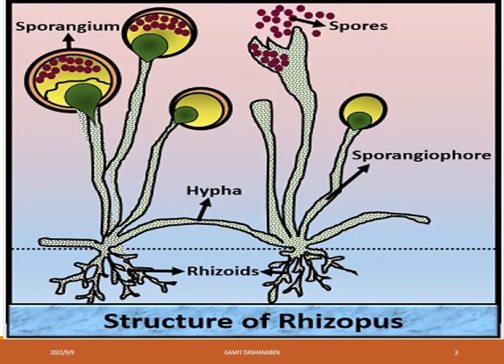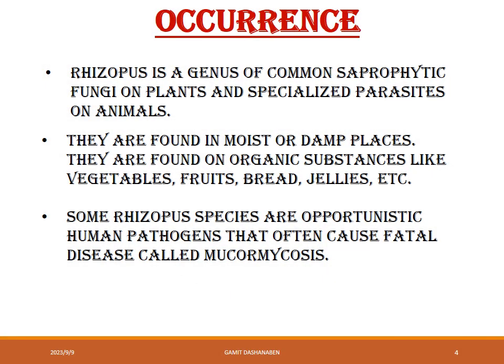Structure of Rhizopus. Occurrence: Rhizopus is a genus of common saprophytic fungi on plants and specialized parasites on animals. They are found in moist or damp places. They are found on organic substances like vegetables, fruits, bread, jellies, etc. Some Rhizopus species are opportunistic human pathogens that often cause a fatal disease called mucormycosis.